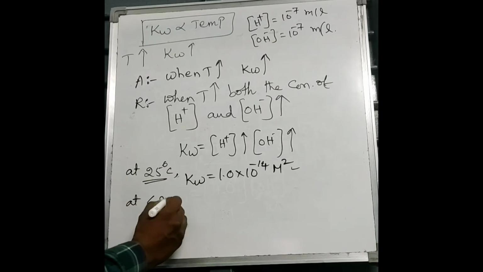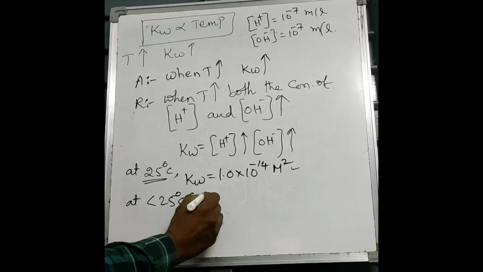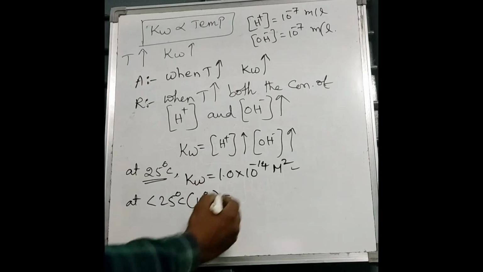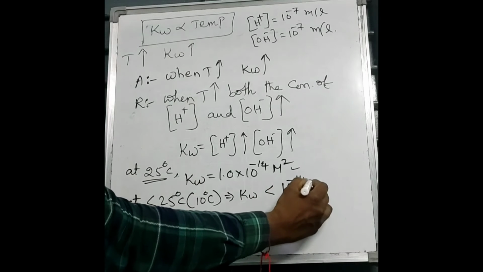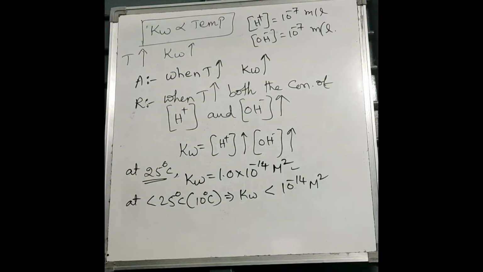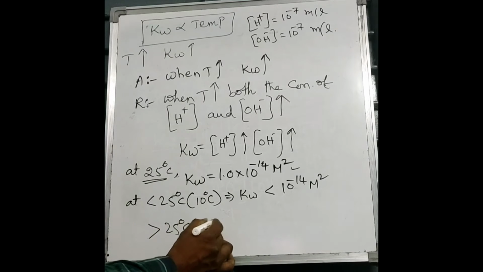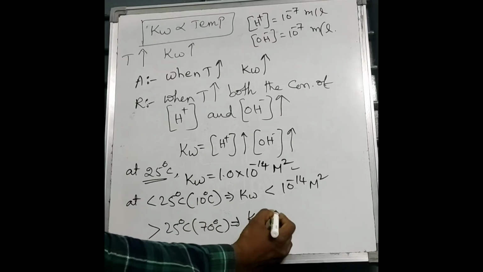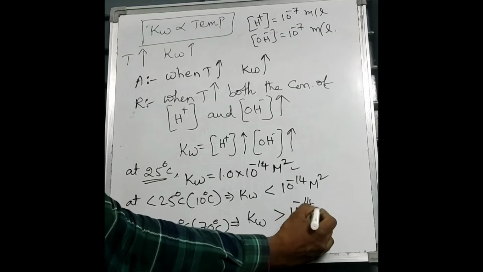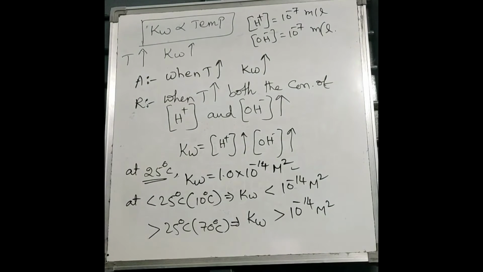At less than 25 degrees centigrade, say for example at 10 degrees centigrade, what is the Kw value? Kw value is less than 10 power minus 14 molar square. At greater than 25 degrees centigrade, say 70 degrees centigrade, 100 degrees centigrade, Kw value is greater than 10 power minus 14 molar square. So this is the relationship between temperature and Kw value.